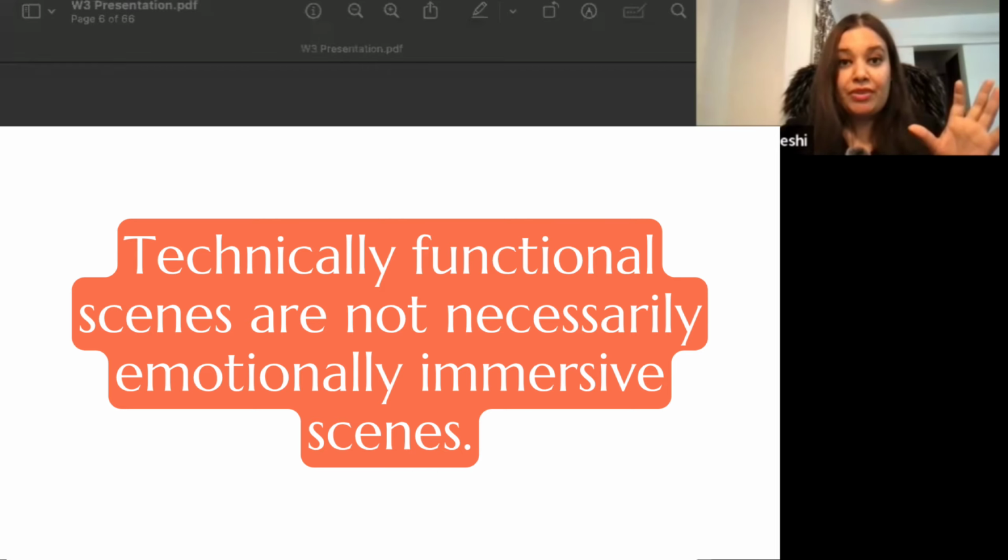And usually, the difference can be seen in the emotional layering, the psychological realism, the subtext, the contradiction, vulnerability, and emotional movement inside the scenes. And not just what happens externally.